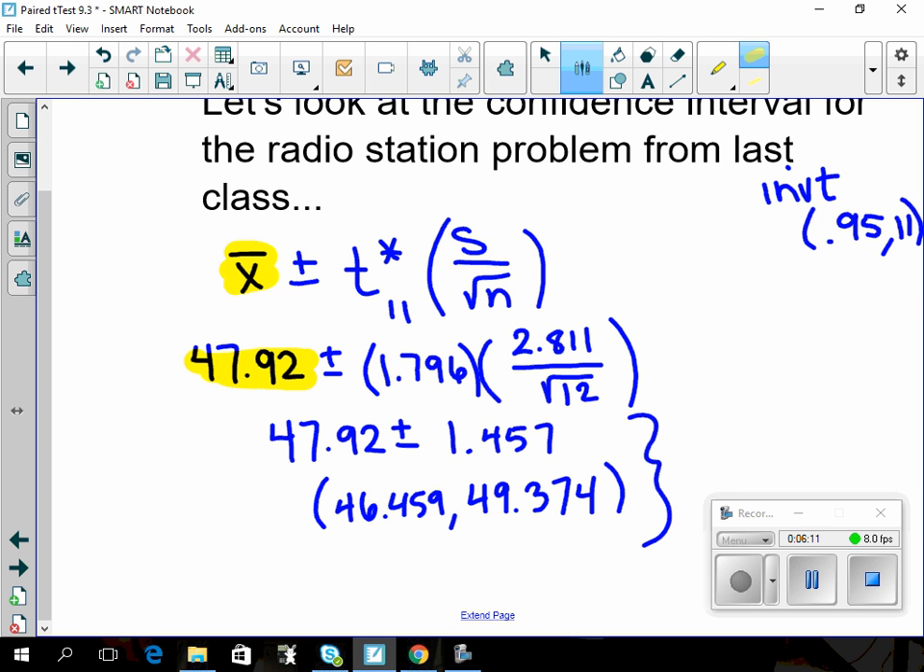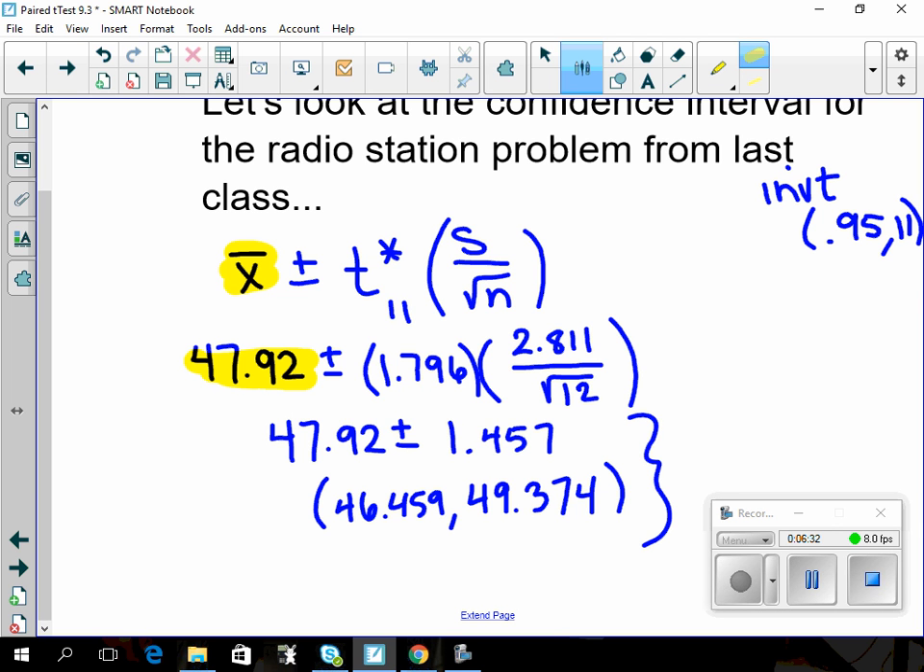That's not what we're trying to do, okay? What we're trying to capture is the parameter, right? So that's what you want to be looking for. So in this case, the parameter was what? What was our parameter of interest? 50, right? Because that was the claim from the studio, or the radio station. So does it capture 50?